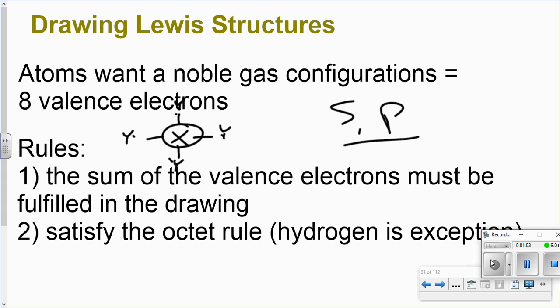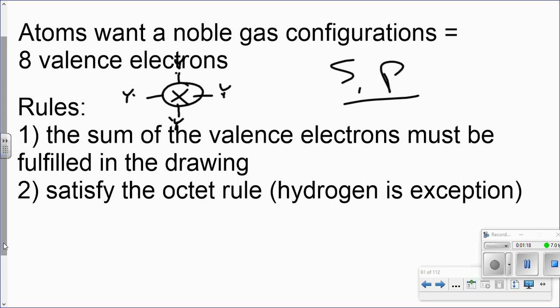Now, two rules. The sum of the valence electrons must be fulfilled in the drawing. That's the first thing, and you'll see what I mean by that in a second. And second is everything's got to have an octet. If you can do that, then you're good. Hydrogen is an exception. It's going to have a duet. It's not going to have a full octet. And of course, helium too, if that ever comes up. The reason is it only has one energy level. It can't form a full octet.